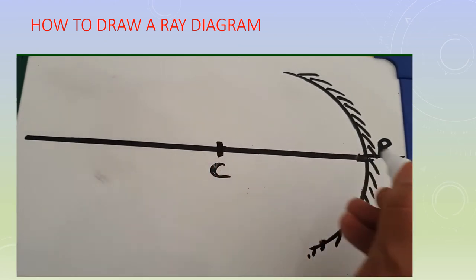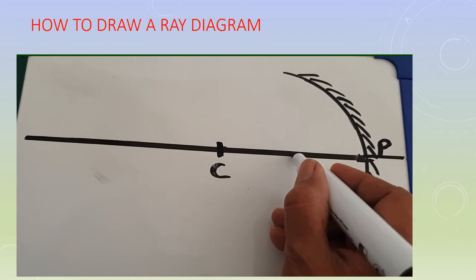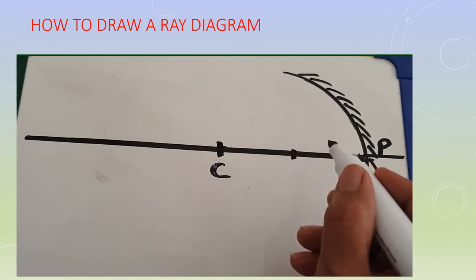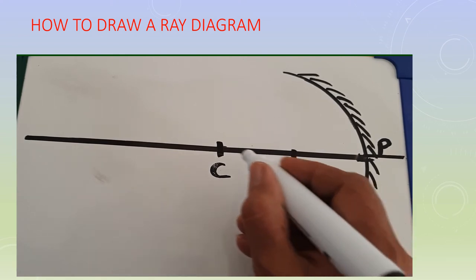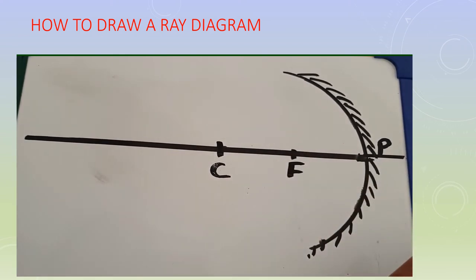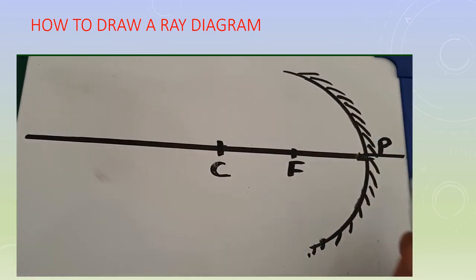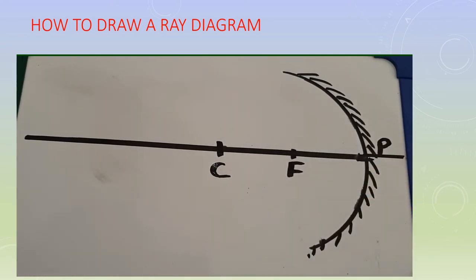So we marked C and P. Then focus will be the midpoint between C and P. Middle point of CP will be the focus. And we learnt all the rays of light which are passing parallel to the principal axis will pass through the focus. So how we will start the ray diagram?